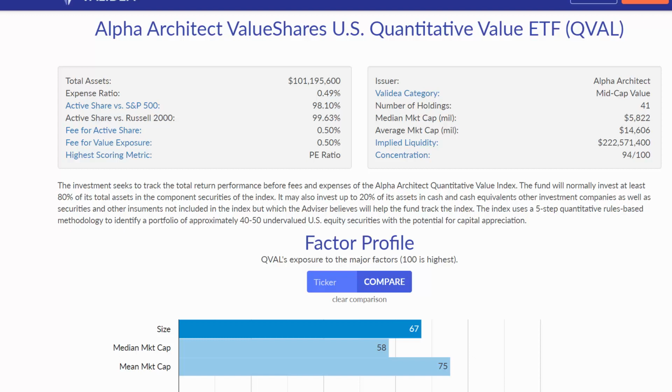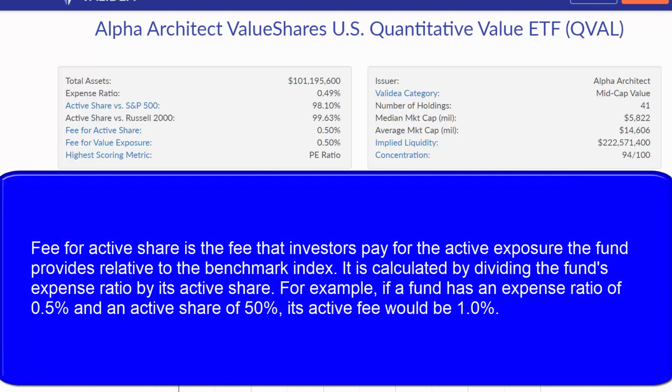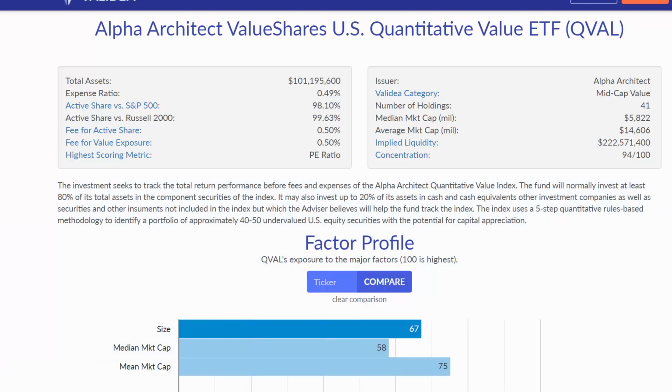And then just to go through the rest of the report here, fee for active share effectively tells you what you're paying for that difference. So if I have something that's very different than the index, my fee for active share is going to be very close to my expense ratio. If I have something that's very similar to the index, then my fee for active share is going to be much higher than the expense ratio, because I'm paying more for that active portion of the portfolio. I'm paying more for the part that's different.